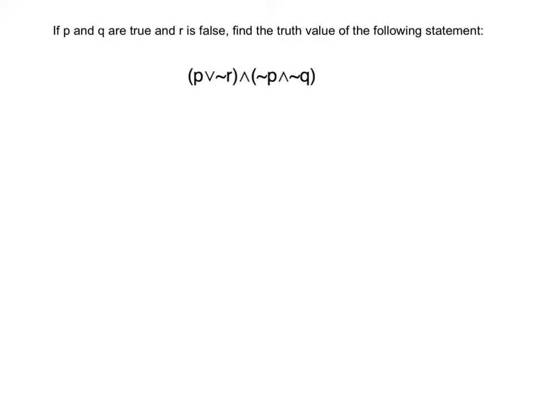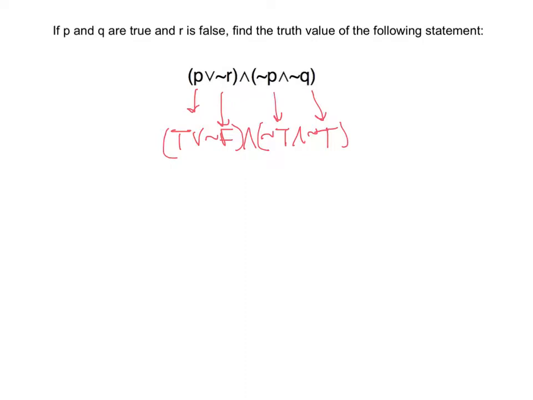So we know that P is true, so we're going to rewrite this as true. And we know that R is false, so let's leave the not for now. We're going to translate the R into false. And we have not, P again is true, and not Q, it also tells us, is true. So we've translated P, R, and Q into true or false as we need it. Now we're going to work inside the parentheses.